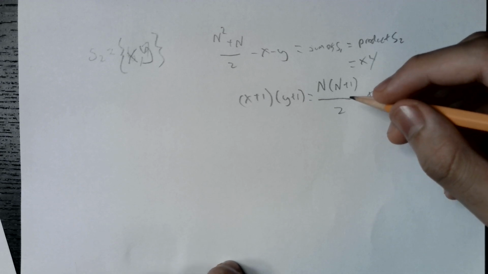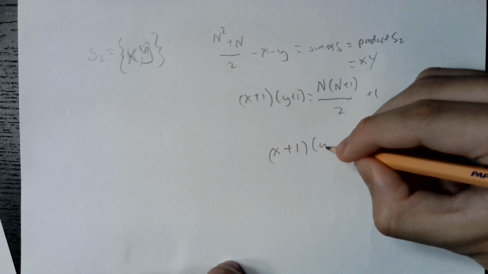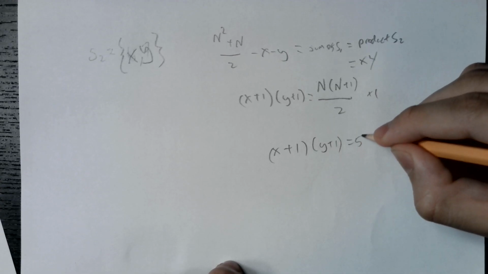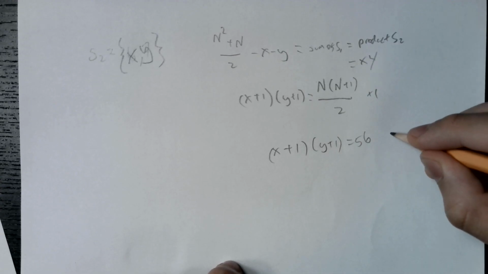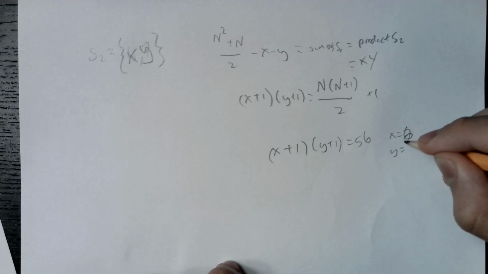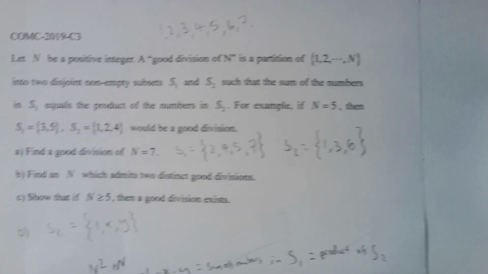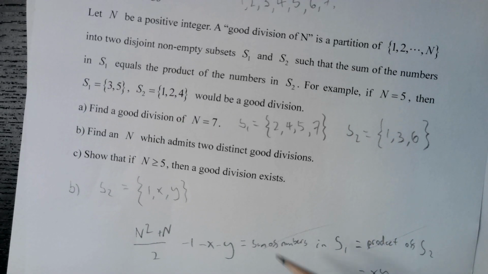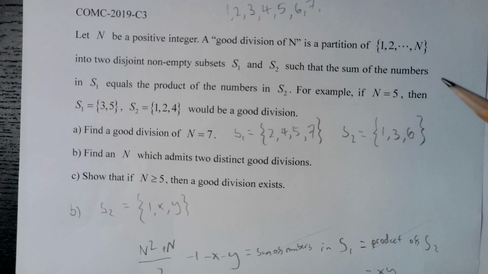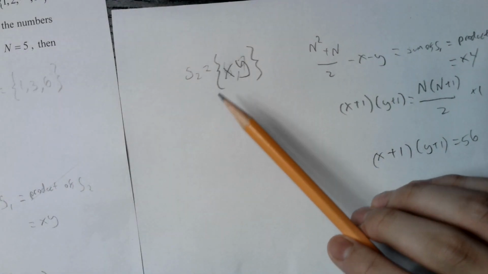Now, similar to before, let's plug in n equal to 10 again, right? This would be turned into x plus 1 times y plus 1, which is equal to 56, right? And so this means that x is going to be equal to 6, and y is going to be equal to 7. So in other words, what we did here is that we took S2, and we said, okay, what if S2 has 3 terms, 1, x, and y? And then the second time we did the same thing, except we say S2 only has 2 terms, x and y.